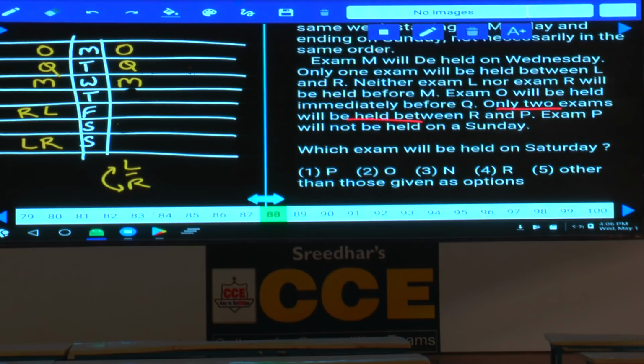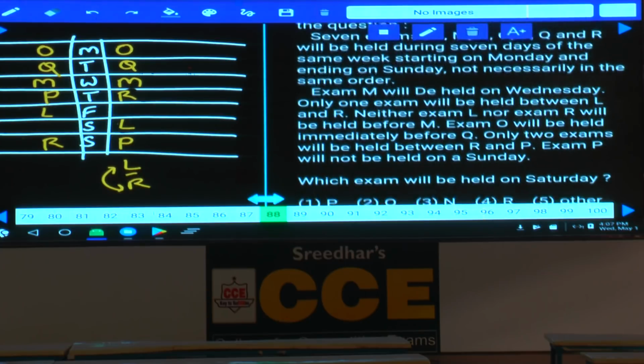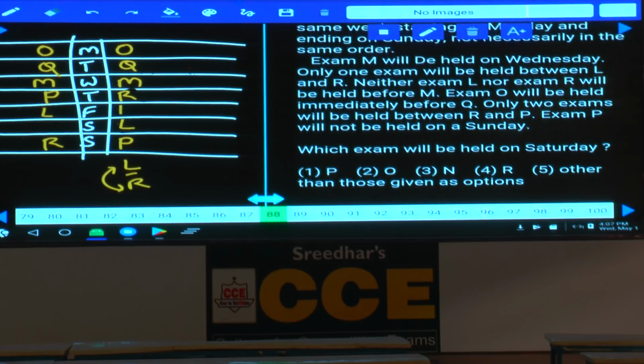If R is on Thursday, then only 2 in between R and P, P is here, L will be here, isn't it? Then if you take R at this place, 2 in between R and P is not possible. As it is not possible, R cannot be on Friday. As R cannot be on Friday, R must be on Sunday. As R is on Sunday and 2 in between R and P, P must be here and L will be here. And tell me what is the thing left over here? N. And N is left over, N must be on Friday.